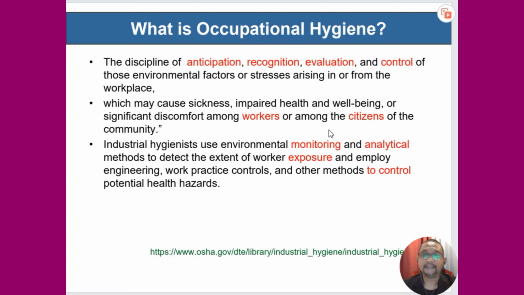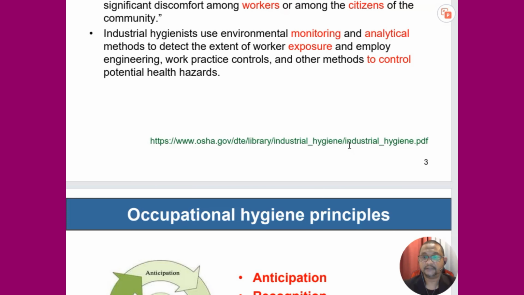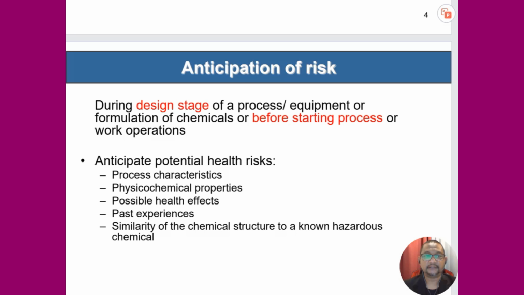So for the key components of industrial or occupational hygiene, there are 4 that can be categorized. Number 1 is anticipation of hazards. Okay, what is anticipation of hazards? Actually, this is where industrial hygiene predicts potential health hazards before they arise. Okay, that is important.